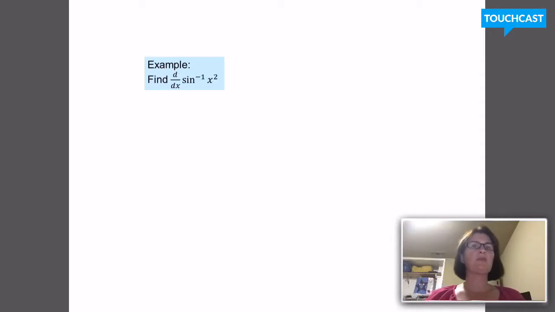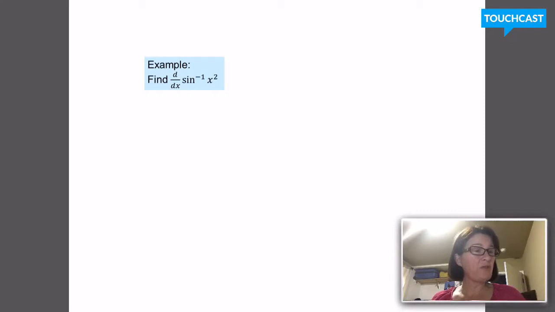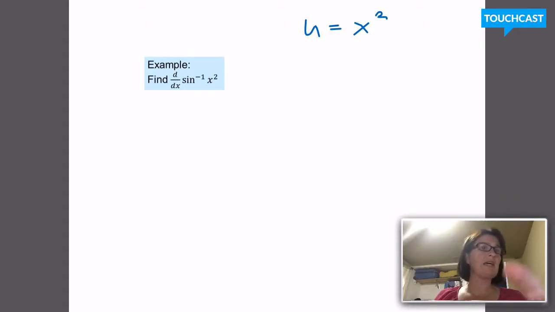All right, so a couple examples now that we know our formulas. Here, I've been asked to take the derivative with respect to x of inverse sine of x squared. So remember that our derivative formula now has the chain rule built in. So I have to ask myself, in this problem, what is having its inverse sine taken? That's going to be my u. So I would say in this case, u is going to equal x squared.